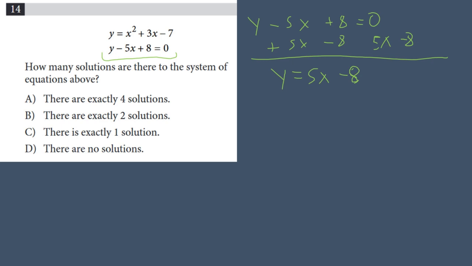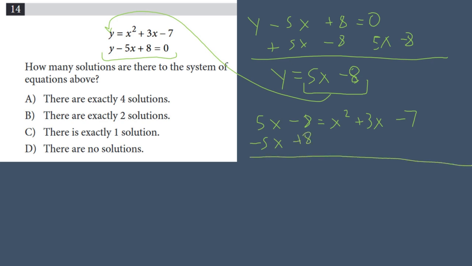From here, I'm going to substitute it in. So I'm going to take this and put it in right here. So it's 5x minus 8 equals x squared plus 3x minus 7. And then from here, I'm going to make it equal to 0 so that it becomes a polynomial. So we do minus 5x plus 8. So now 0 equals x squared minus 2x plus 1.